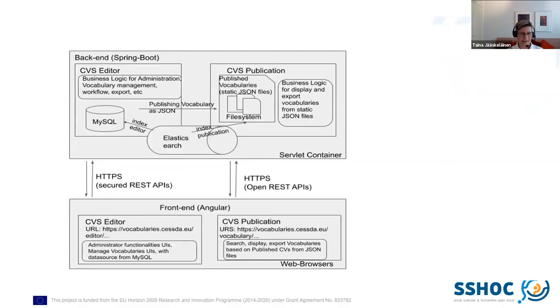And so this is a picture. I'm not sure how much of this you can see, but at the front end, there are two separate tools, which is the editor, and then there's the publication, which is the browsing and download interface. And also at the back end, you have these two separate tools. And looking at this as a non-technical person, a lot of JSON files seem to be used. And so this is the new version.